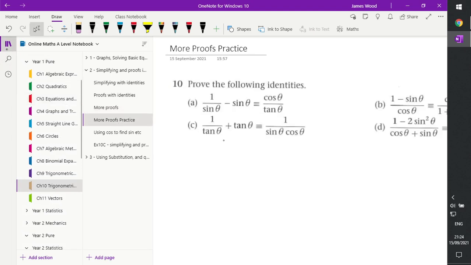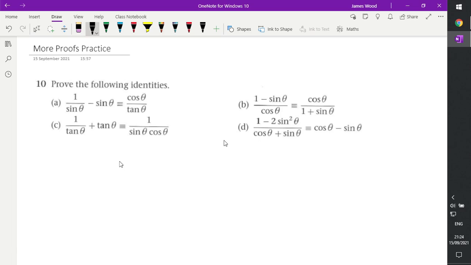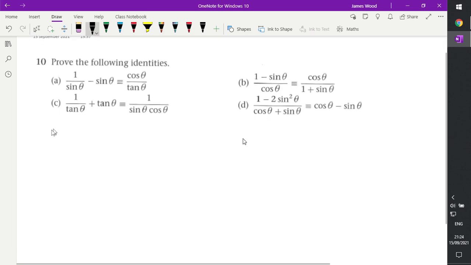Okay, I've got some more here. These are slightly trickier ones. Okay, let's look at A. We've got to prove that 1 over sine theta minus sine theta equals cos theta over tan theta.